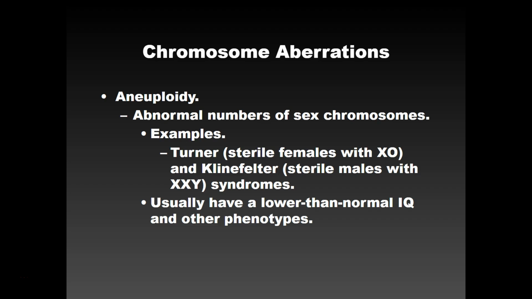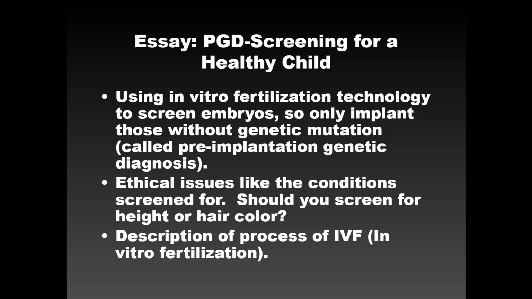Klinefelter syndrome are males who are XXY, so they have 2 X chromosomes and that Y chromosome to go along with it. These aren't things that I want you to know specifically. I'm just showing you some examples of aneuploidy.